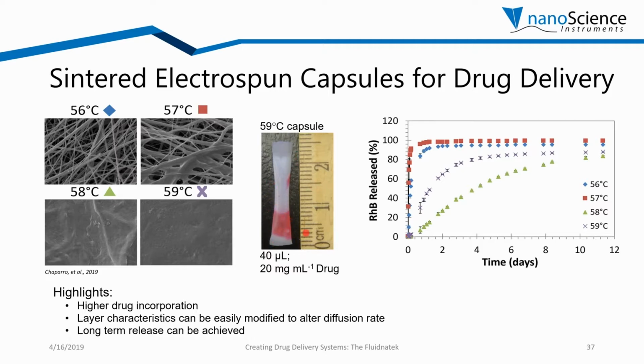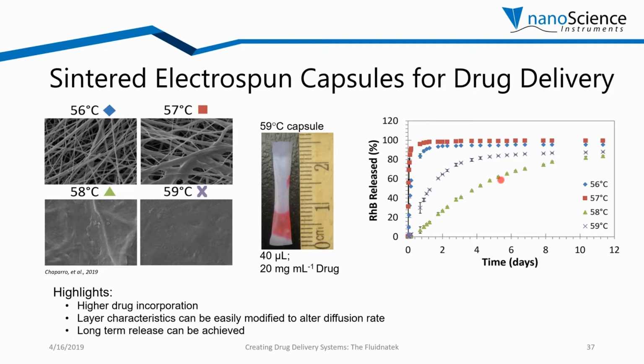In here, we added 40 microliters of a model drug, and the concentration is 20 milligrams per mL. And then you can see that we have even more capacity of drug loading. So depending on the dimensions of your capsule, you can just add either more drug or less drug as needed. And then depending on that post-treatment and the porosity, you can change the release rate.